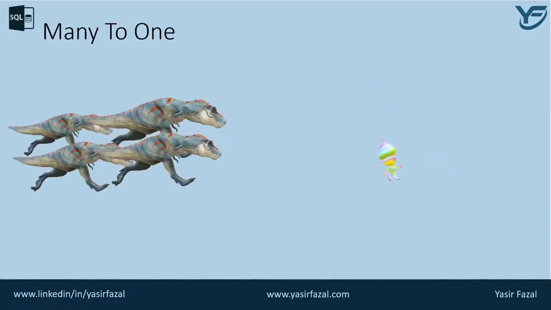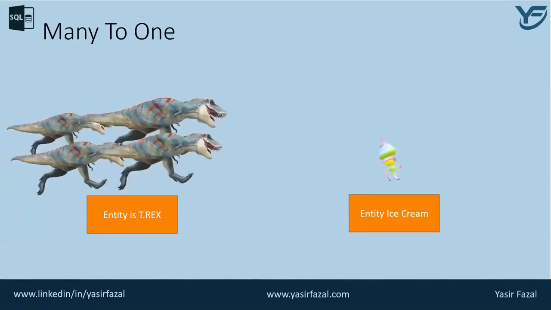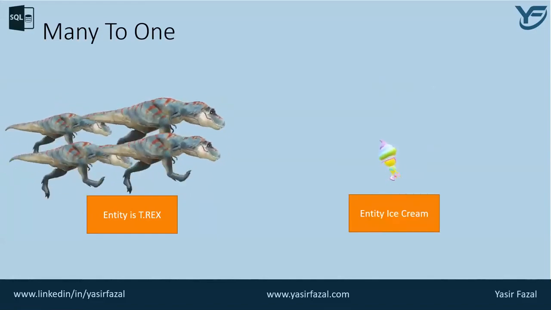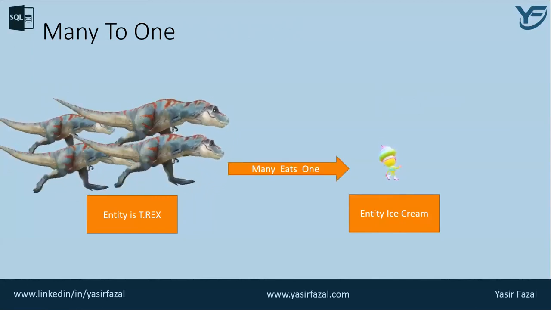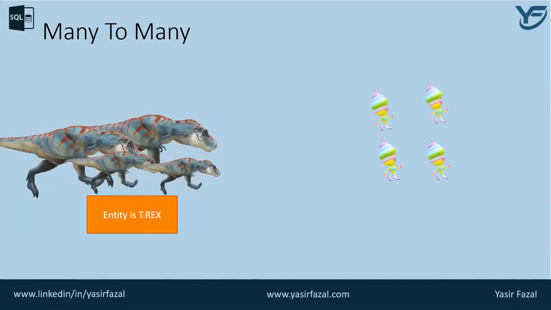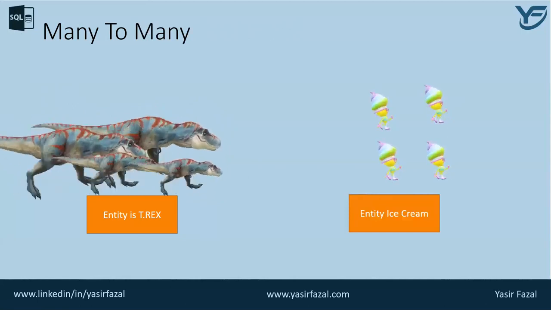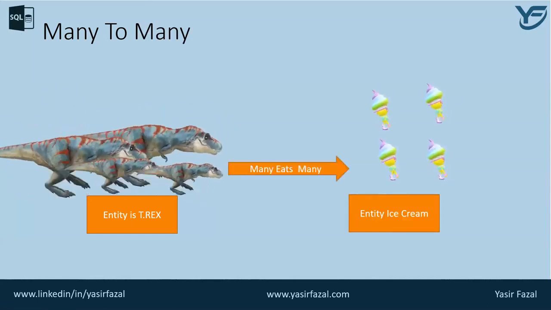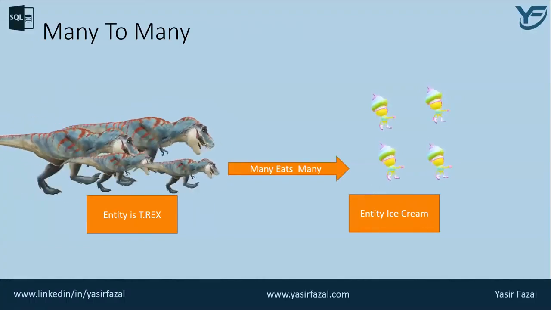Next is many to one. There are many T.REXs and only one ice cream, poor ice cream. So many T.REXs would like to eat only one ice cream. The fourth cardinality is many to many. When we talk about many to many, it means many entities like T.REX would like to eat many ice creams, and this relationship would be called many to many.